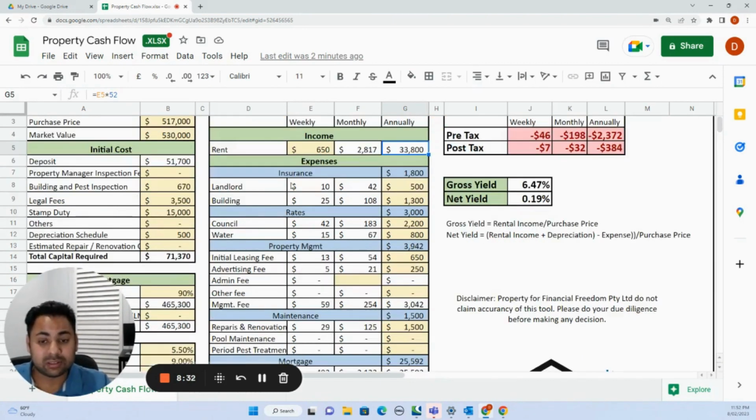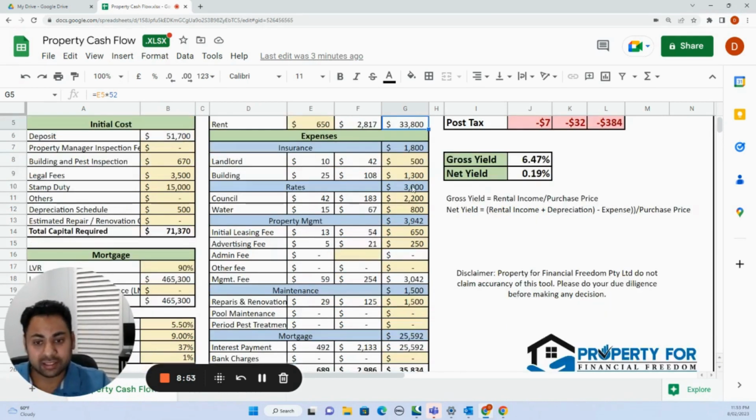The very first expense is insurance. There are two types of insurance, landlord and building. Roughly you'll pay $500 for landlord insurance in Perth and around $1,300 for building insurance on a house of this size, which I think the client is paying. So the total insurance cost is $1,800. Next is rates. I've put in a council rate of $2,200 and water rates of $800, so you have $3,000 as rates.